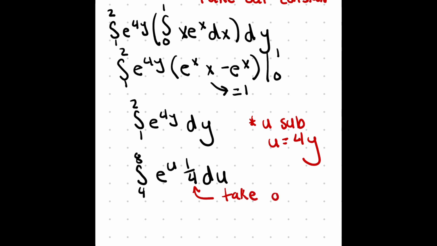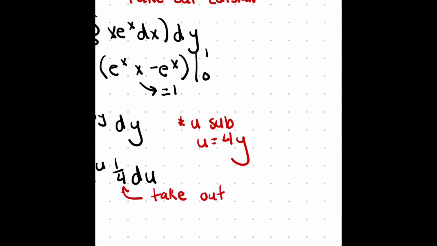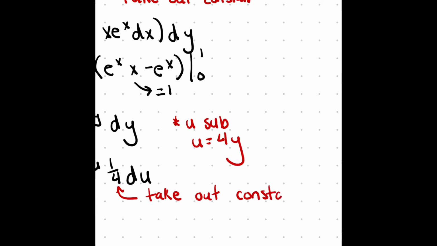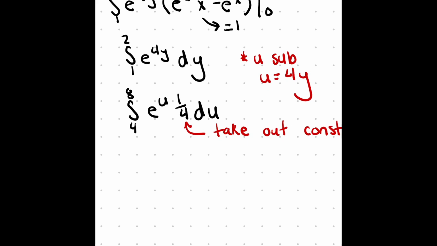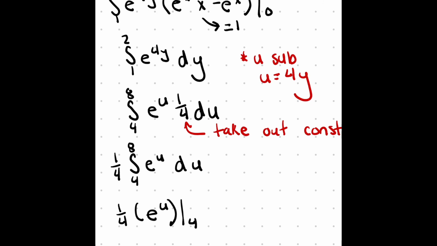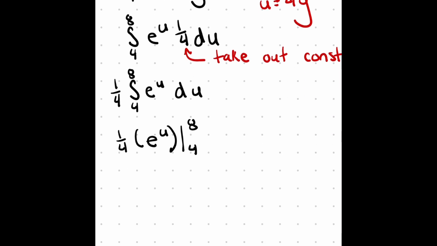And then same thing we did earlier, go ahead and take out the constant and put it in front of the integral. And then, yeah, the antiderivative of e to the x is just e to the x, so you end up with 1/4 e to the u from 4 to 8, and then you plug that in, you get 1/4 times e to the 8th minus e to the 4th.